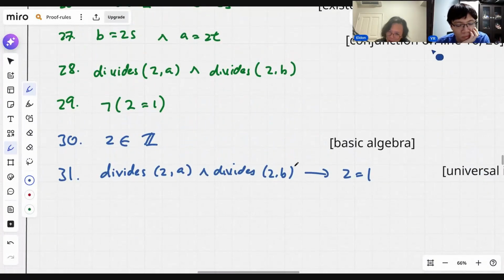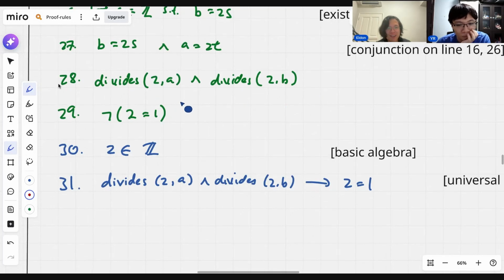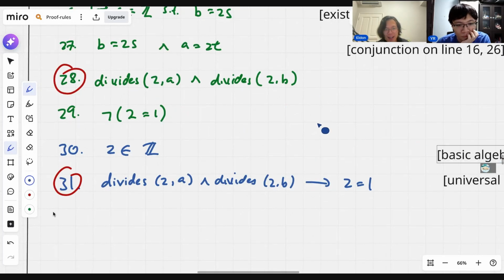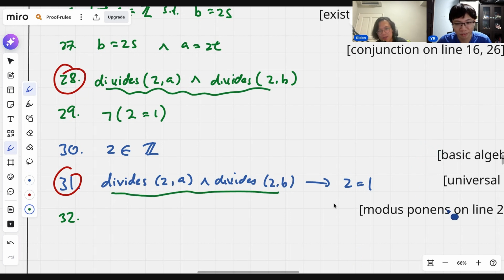Okay, so we're so close. It's really right there, right? So what should we do? Well, take this line and apply modus ponens. Look, condition fulfilled, right? So now we will say 2 equals to 1.